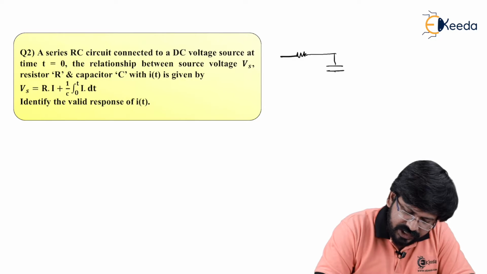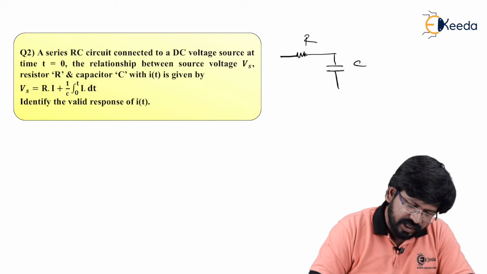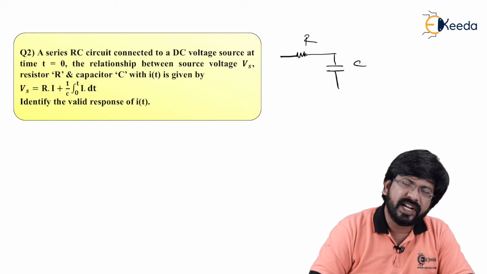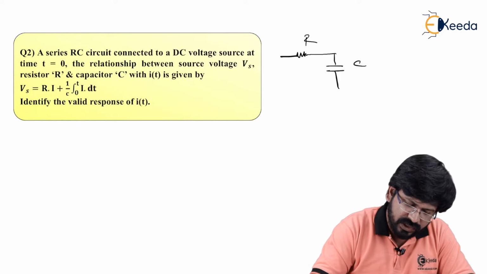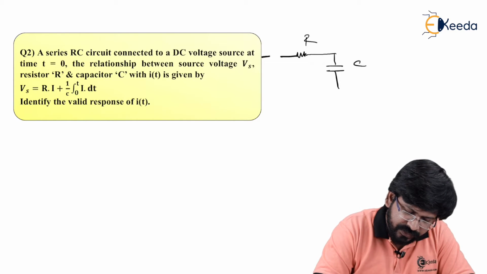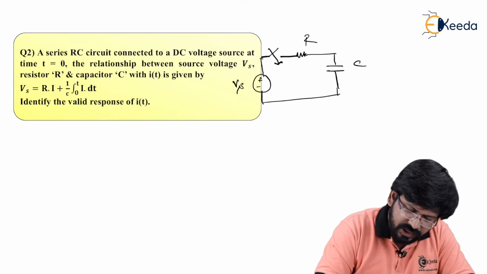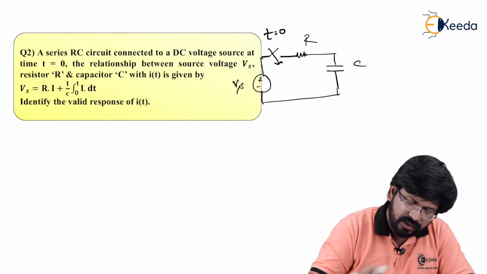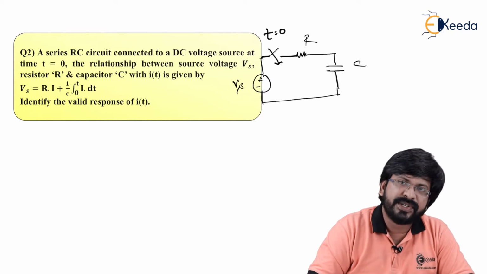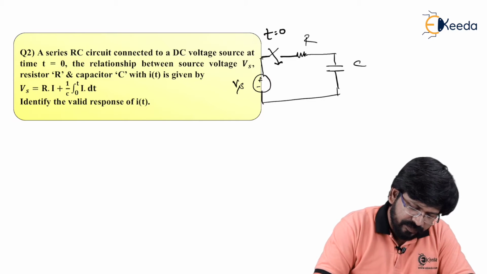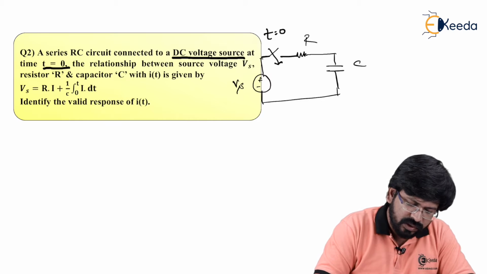It's a very simple RC circuit given. And they say that it is connected to a DC excitation or DC source at time t equal to 0. Means we can now connect a switch. And let's say supply voltage is Vs and this switch is closing at t equal to 0. So now according to the problem statement, the DC voltage source at t equal to 0 is connected to a series RC circuit.